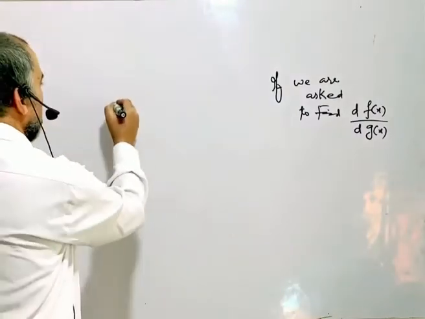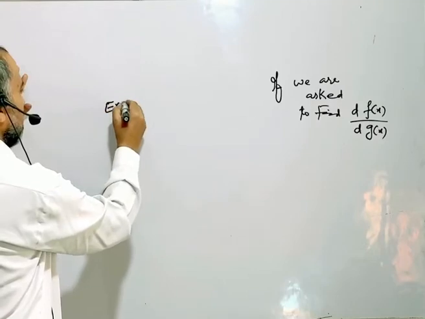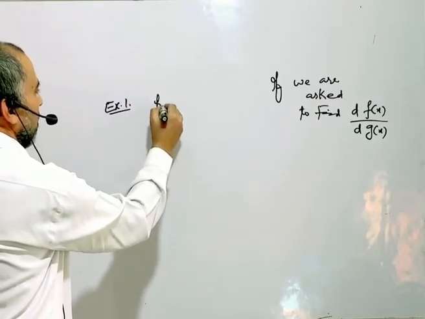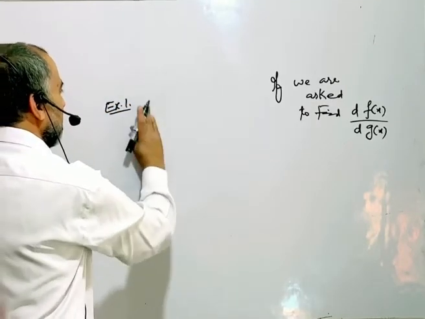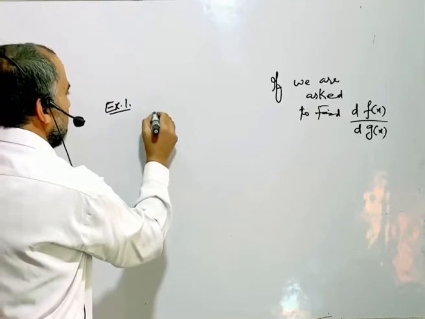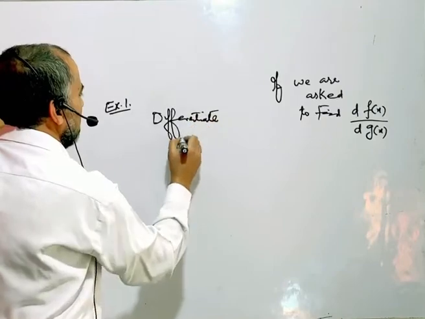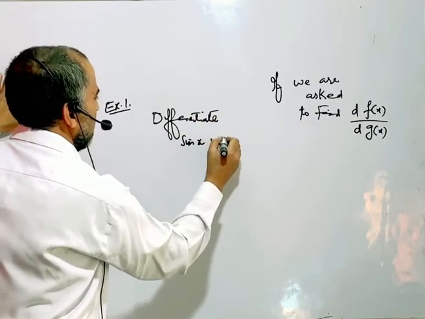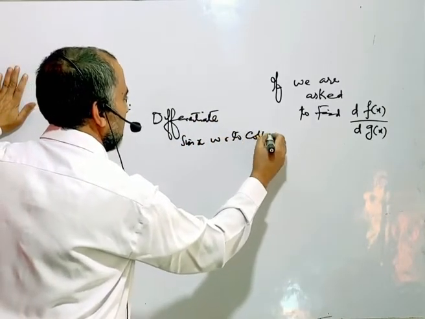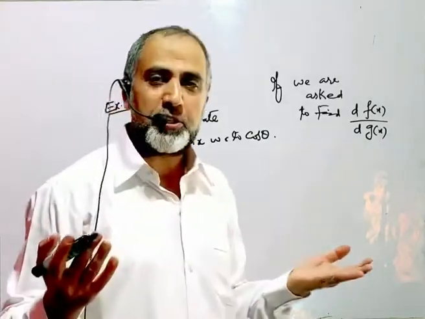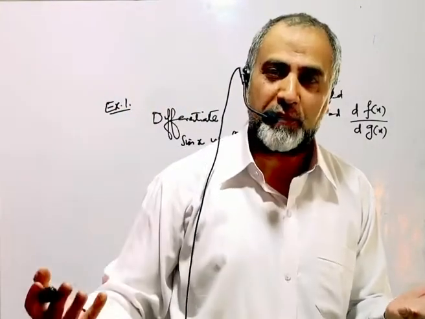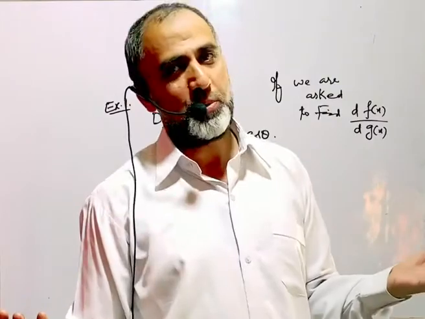So we'll take an example. Things will be clear. Example first. Differentiate sine of x with respect to cos of x. It's interesting. We're asked to determine the rate of change of sine of x with respect to cos of x.